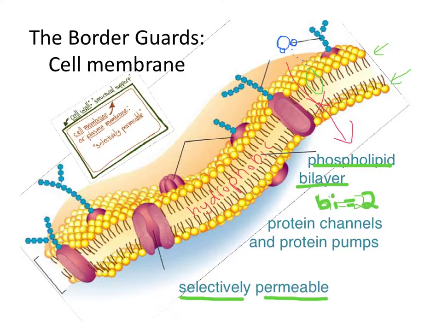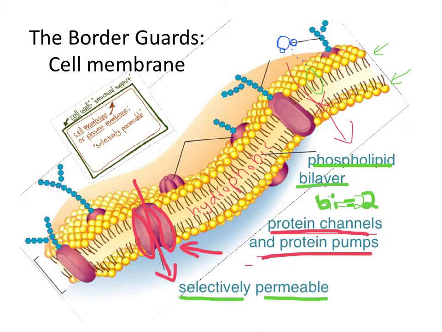There are, however, some protein channels and protein pumps throughout the membrane, such as this one right here, that create a little tunnel that allow some materials, the materials that the cell chooses, to pass across and enter.